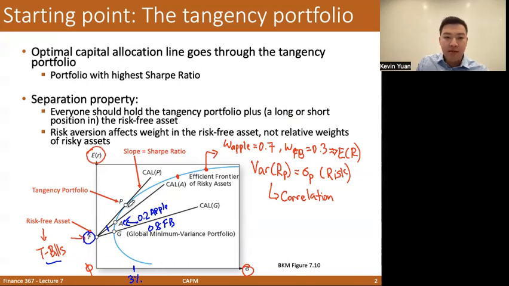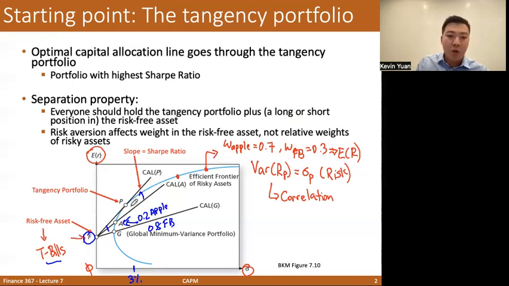Now, the question becomes, can I do even better? I have this portfolio A and I've connected it with the risk-free asset. Can I do any better? The answer is yes, because I can shift over and consider another portfolio P, and draw a line between the risk-free asset and portfolio P. Again, these are all the possibilities that are available to me.